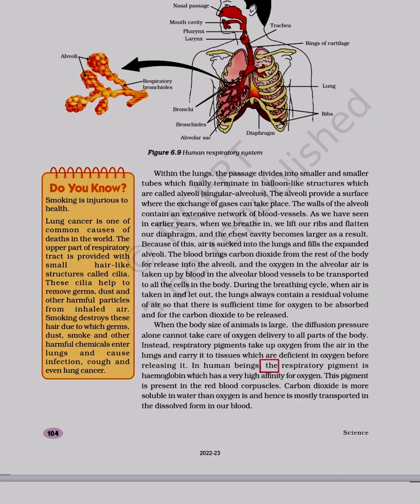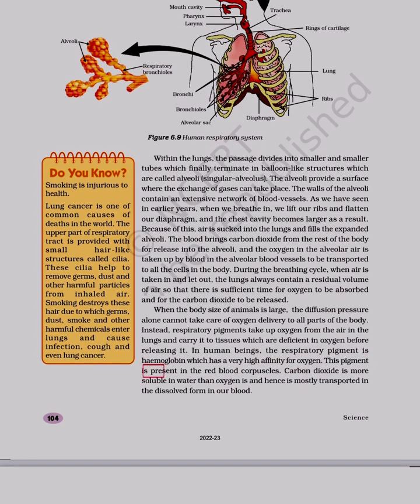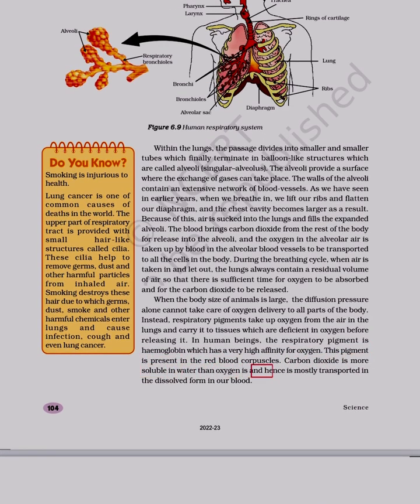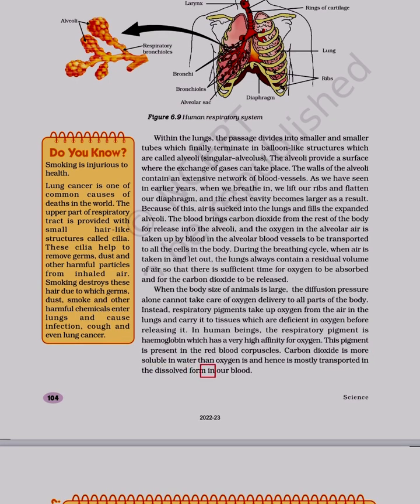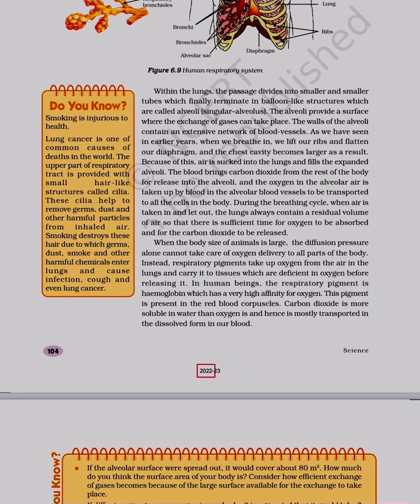In human beings, the respiratory pigment is hemoglobin, which has a very high affinity for oxygen. This pigment is present in the red blood corpuscles. Carbon dioxide is more soluble in water than oxygen is and hence is mostly transported in the dissolved form in our blood.